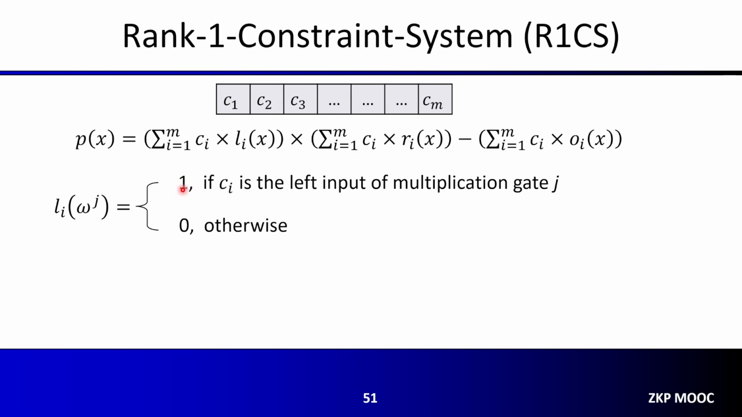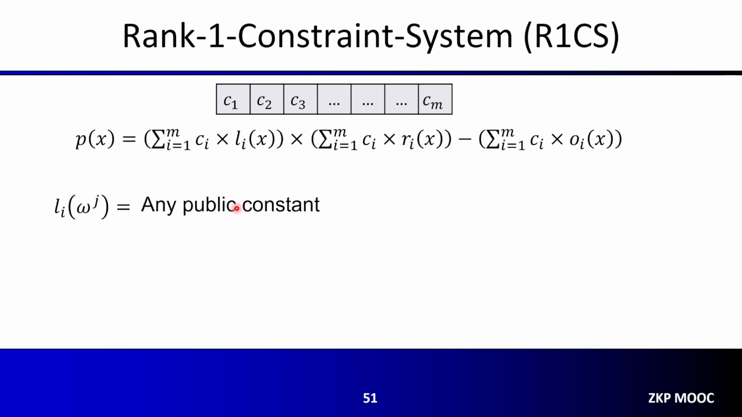And if it is, we're going to put 1, and if it's not, we're going to put 0, and we're going to interpolate it to find the unique polynomial Li(x). But then a very natural question is: why do we restrict ourselves to either 0 or 1? We can actually generalize these polynomials to work on any publicly known constant. And then we can still interpolate these polynomials and see what happens for this entire computation system.